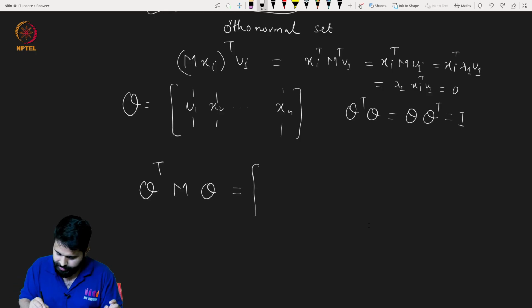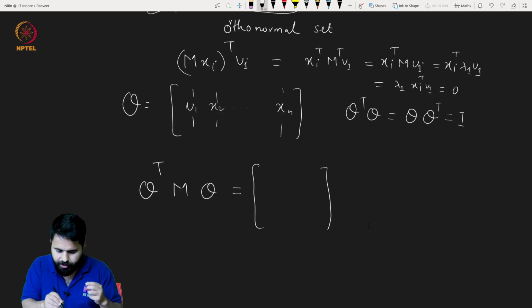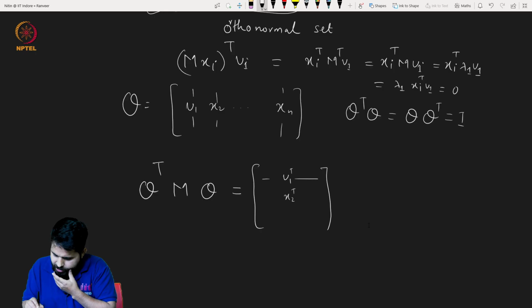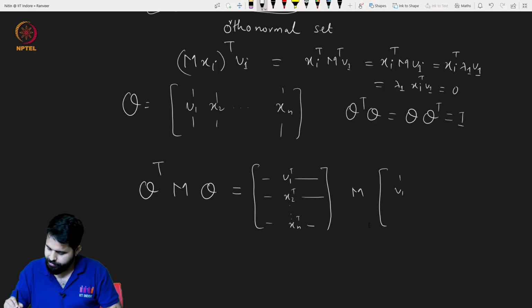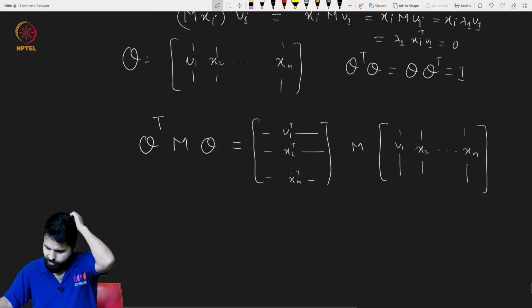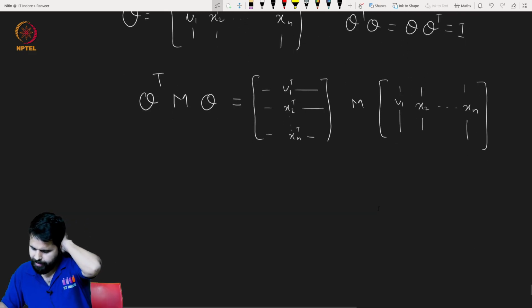So Q transpose will be nothing but this, right? So Q is there. So something like V1 transpose. So these are rows actually, right? X2 transpose, and then xn transpose. Very good. M is my same matrix, so M, and then the same matrix, right? V1, x2 up to xn. Very good. And then I think life looks much clearer now.